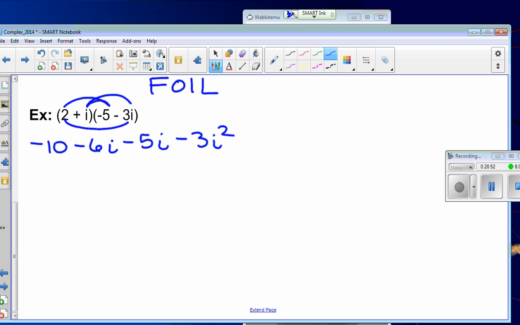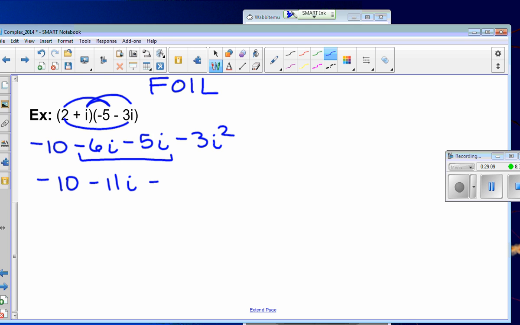Did you hear Moody's question? He said, I thought you couldn't combine real and imaginary numbers. That's only when adding and subtracting. When multiplying, you can. It's an excellent question. I'm going to combine like terms.